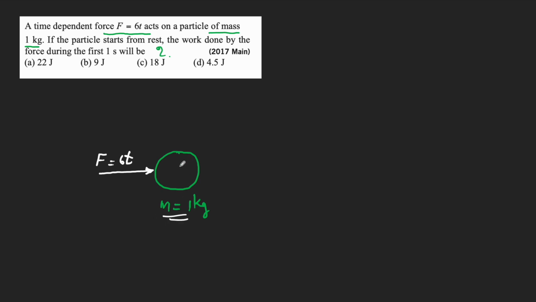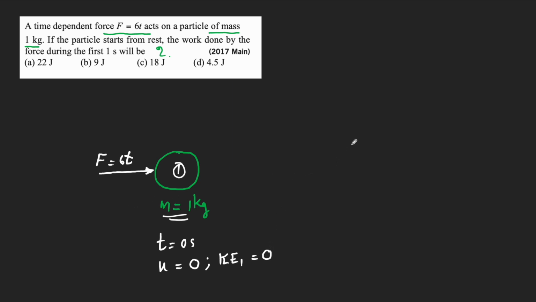So let this be the initial position of the mass, at time t equal to 0 seconds. At this condition it is stated that the particle starts from rest. That means the initial velocity must be 0, right? If the initial velocity is 0, what must be the kinetic energy? Initial kinetic energy must also be 0, right?